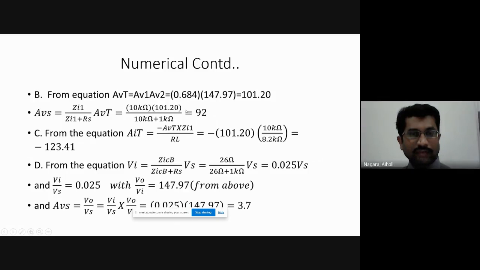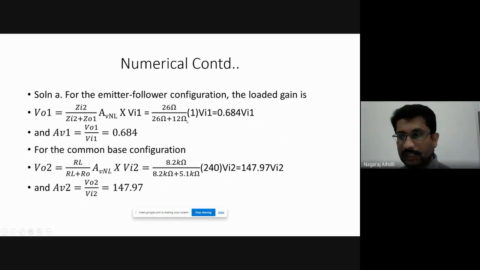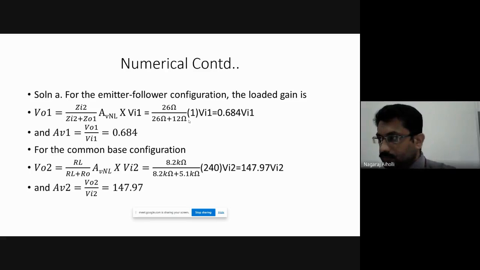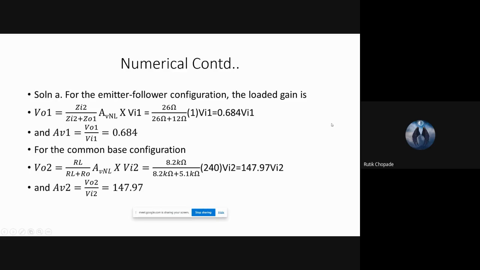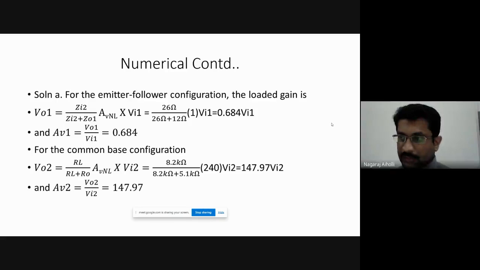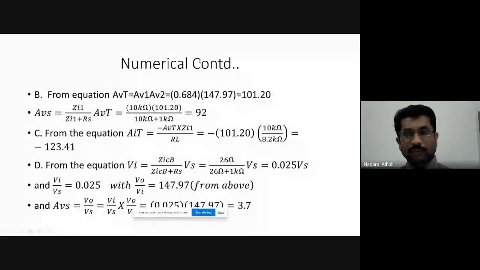Whatever values you have calculated for AV1 and AV2, multiply them and tell me how much value you are getting for AV total. AV total will be AV1 into AV2. Tell me how much you are getting, the AV total voltage gain. Sir, it's 101.21, sir. How much? 101.20. Excellent. AV total will be 101.20.